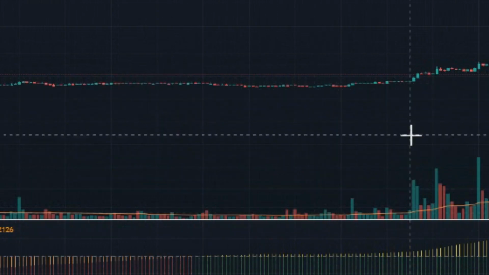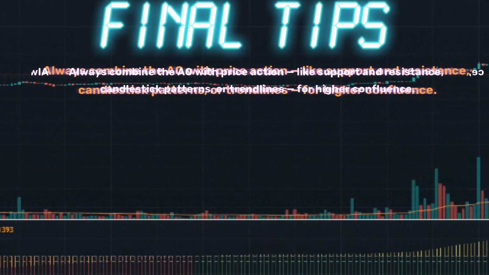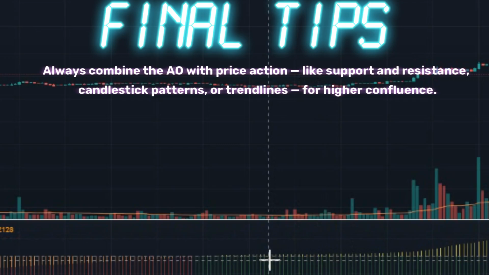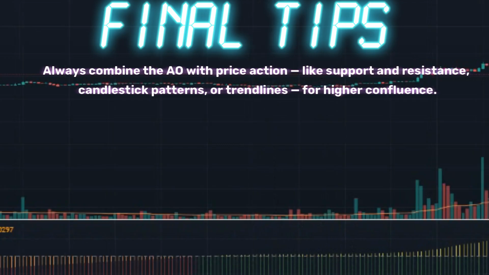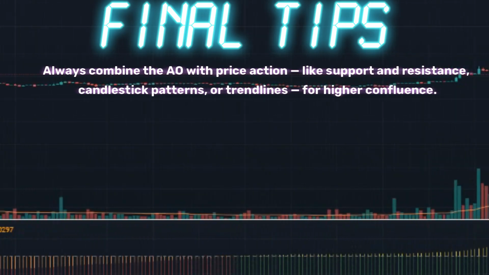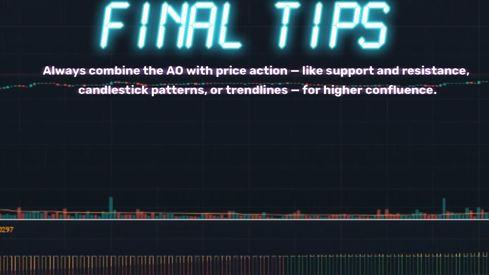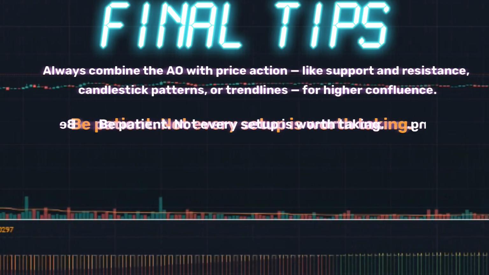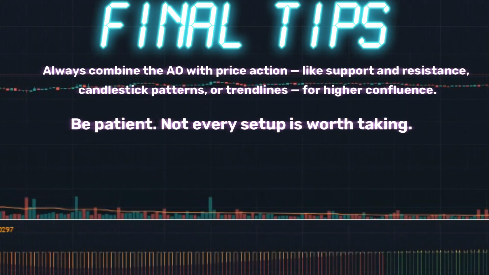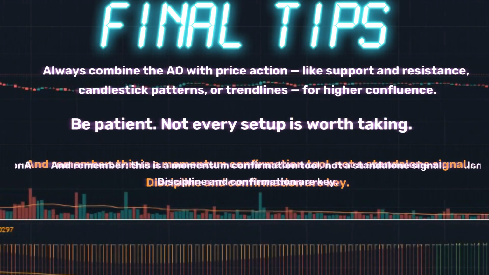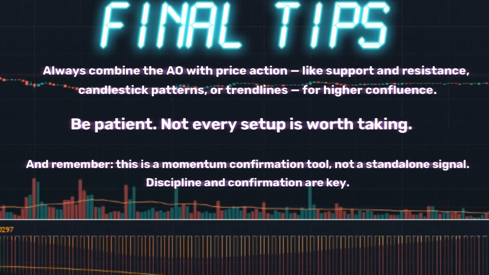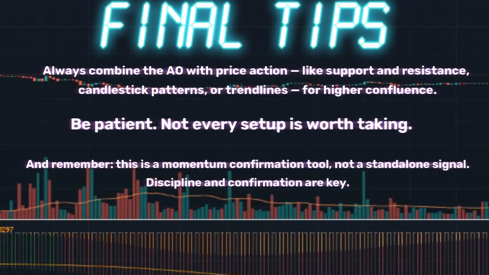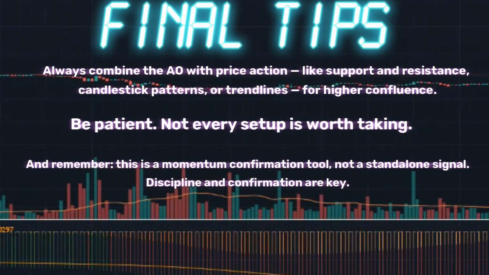Before we wrap up, here are a few final tips. Always combine the AO with price action, like support and resistance, candlestick patterns, or trend lines, for higher confluence. Be patient. Not every setup is worth taking. And remember, this is a momentum confirmation tool, not a standalone signal. Discipline and confirmation are key.